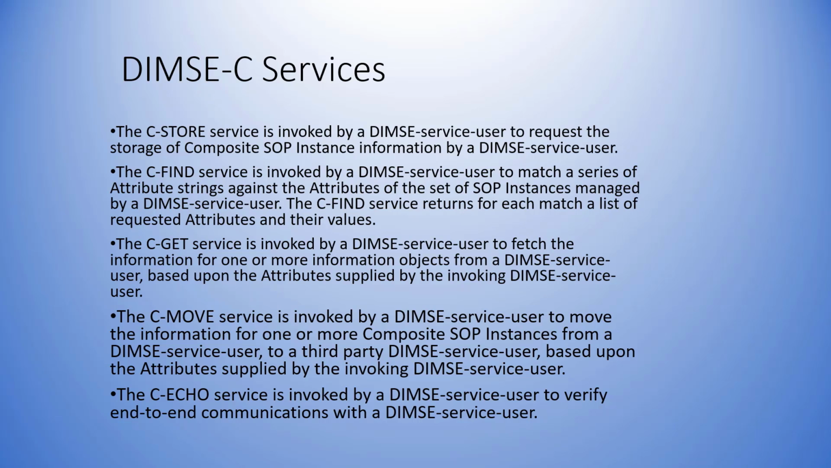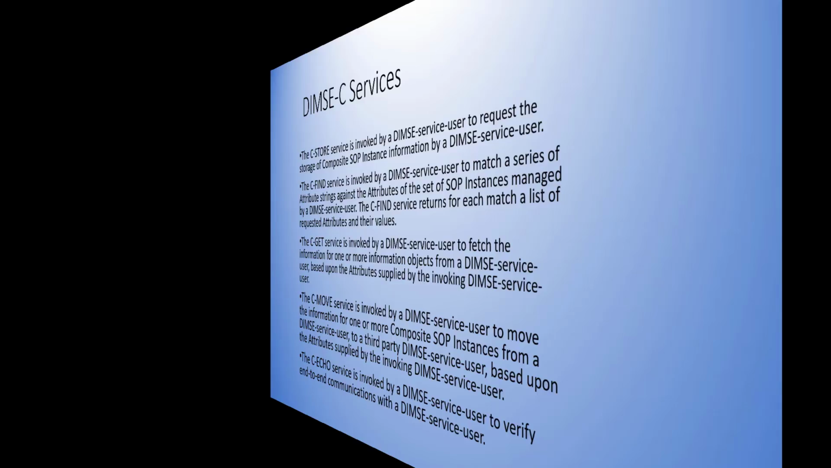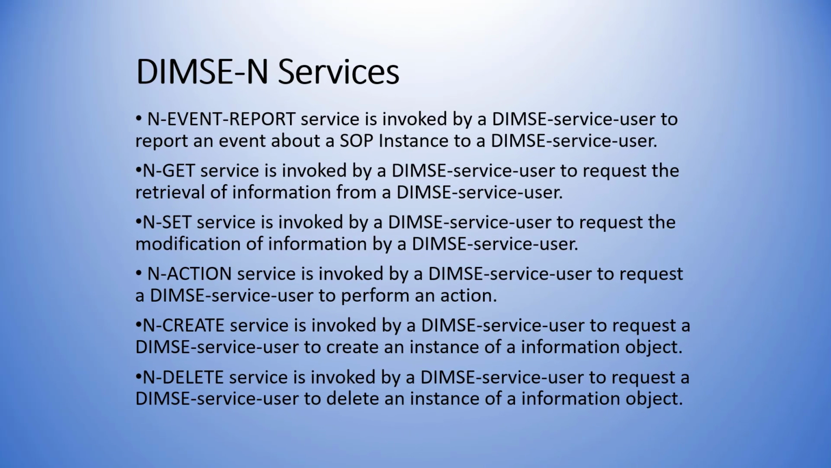this is the object of the function. And that is called a service object pair. Notice with DIMC-N services, they are the same, get, set, etc., except there is no object attached to these. So in DIMC-C or composite, we have a service object pair. In DIMC-N, we just simply have the service or action.